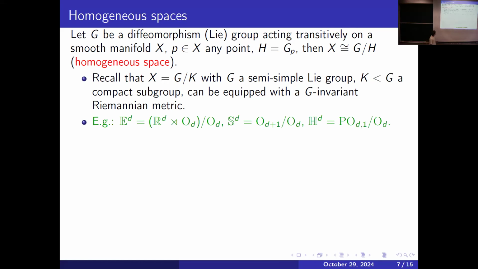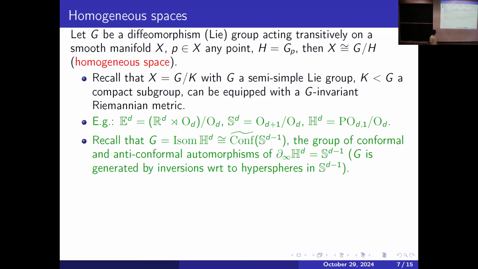So classical examples are Euclidean spaces. In all these cases, the stabilizer of the point in the space is just the orthogonal group of order D, and I just wrote down different spaces with their different G, right? And for the sphere, it is O(D+1), and for the hyperbolic space, it is the projective orthogonal group of the Lorentzian form of signature (D,1).